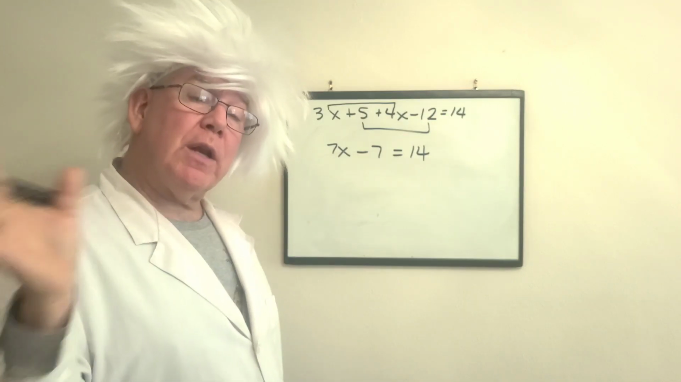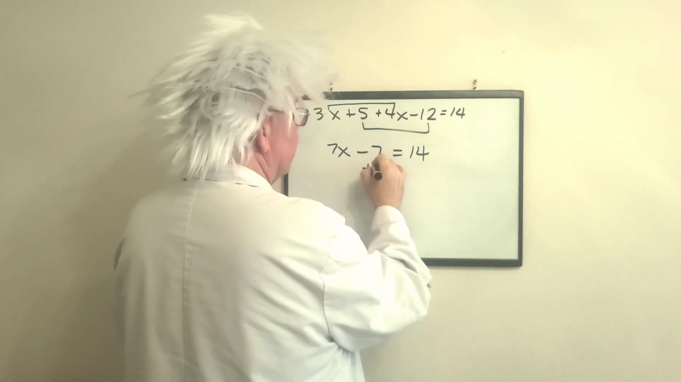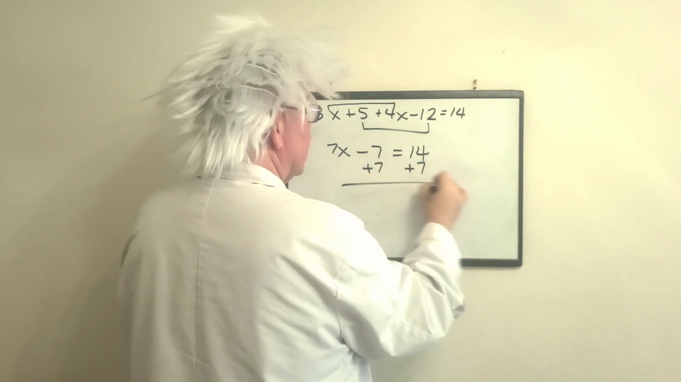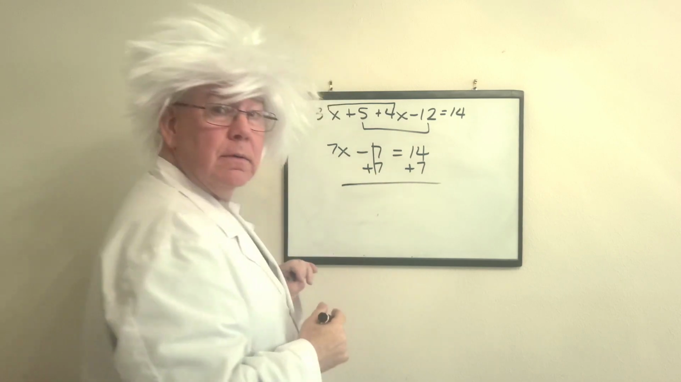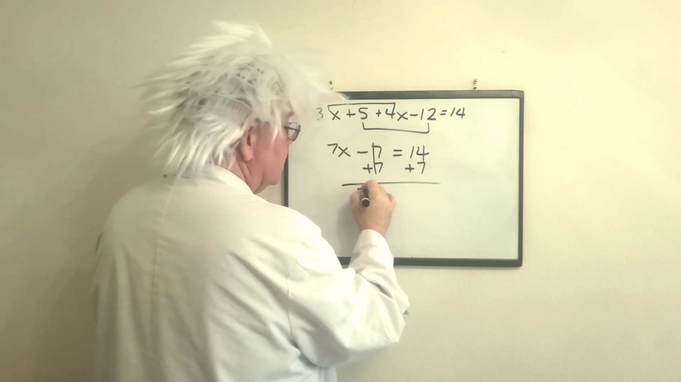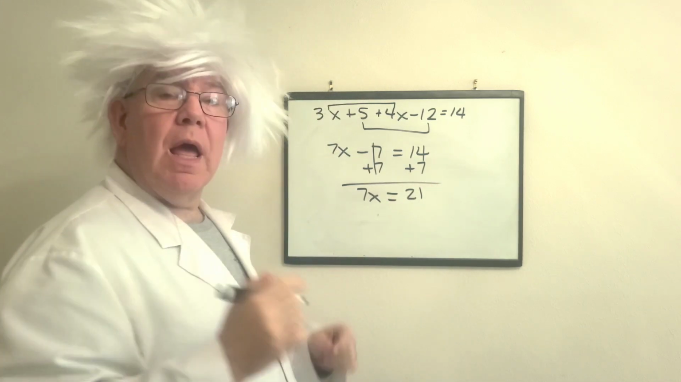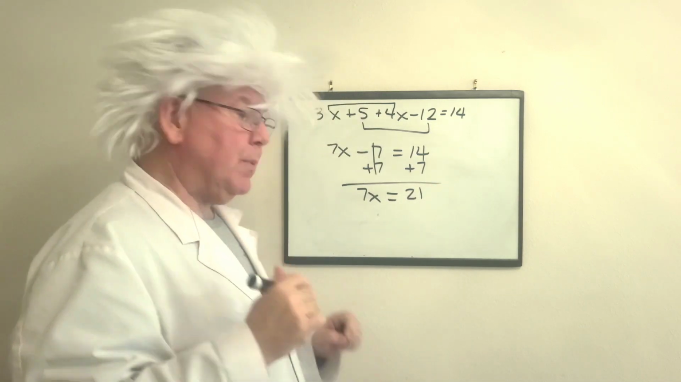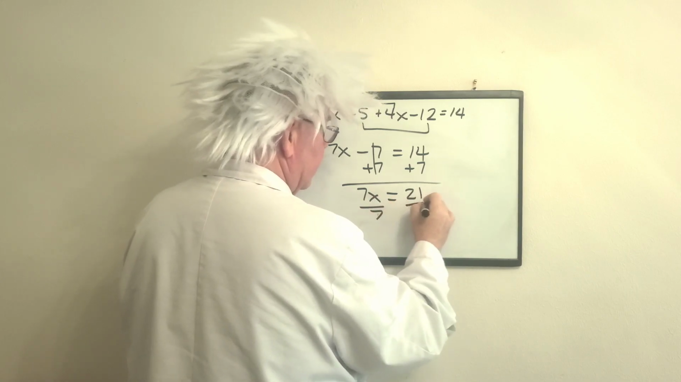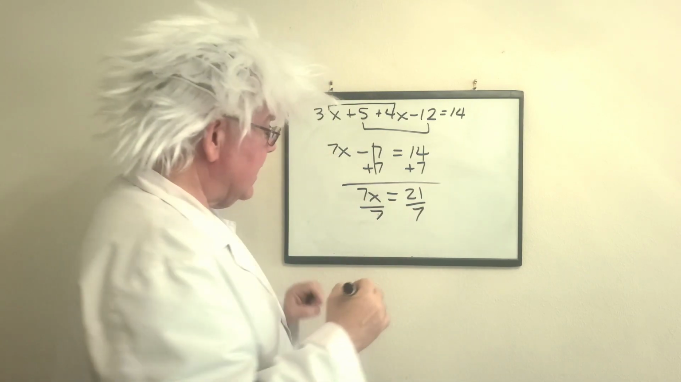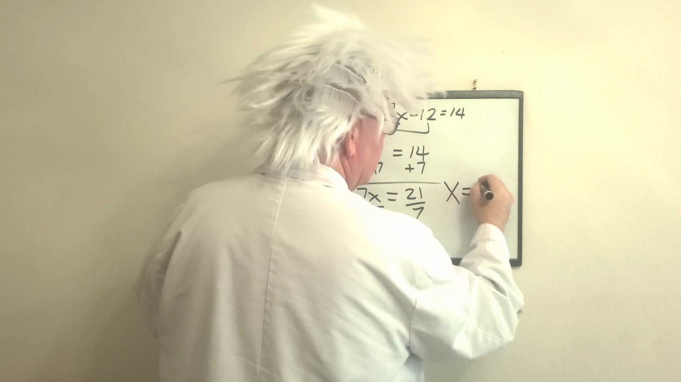Next thing I'm going to do is I'm going to undo subtraction with addition. Now that creates what's called a zero pair. So that brings 7x down on this side, and I have 14 plus 7 is 21. Last step, I undo multiplication with division, and I have x equals 3.